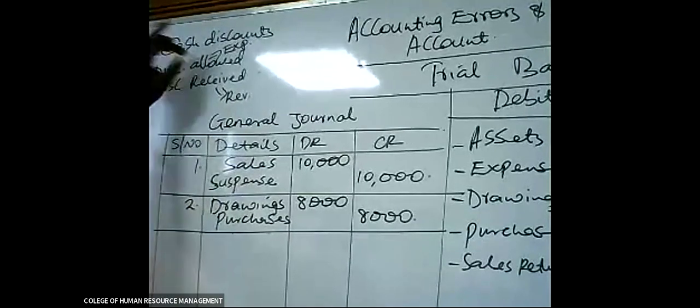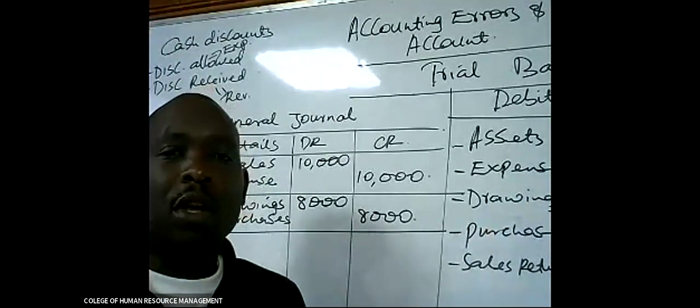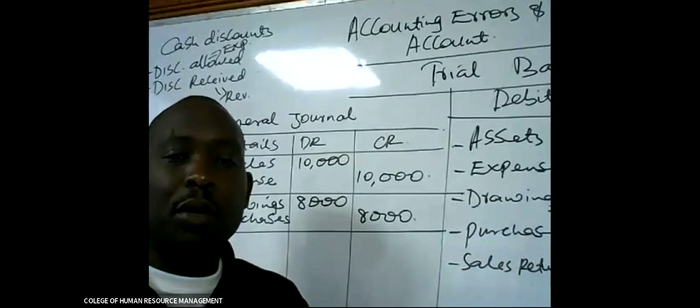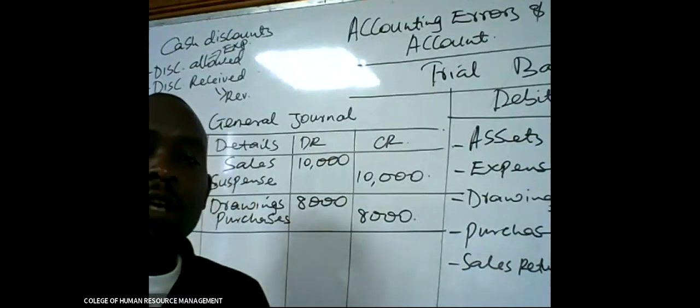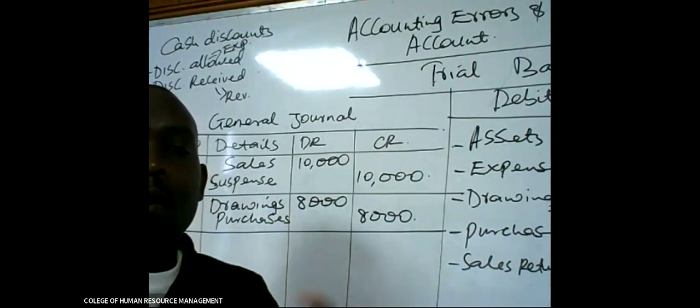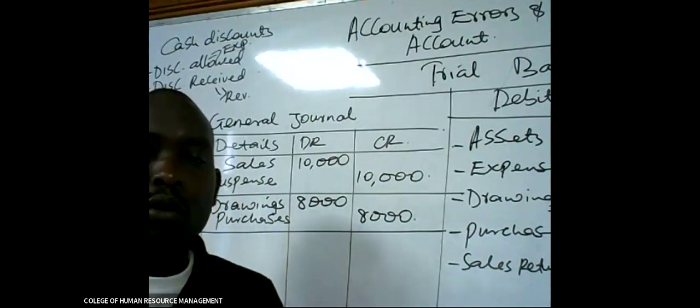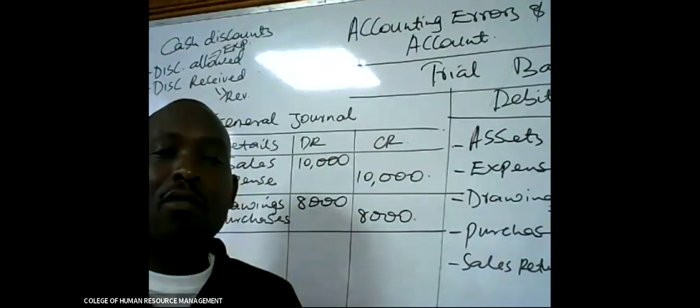So the discount allowed, it is our business that is allowing our customers some discount so that they can pay within a very short period of time. So we agree with them, if you pay within 10 days, I'm going to give you a discount of 5%. That person will struggle to pay within those 10 days. It is a cash discount. Discount received now, we are going to get it from our suppliers. After having bought goods from them, they can give us a discount in the form of what?